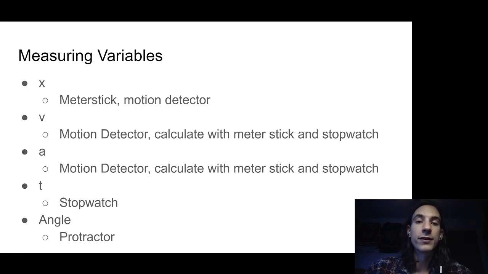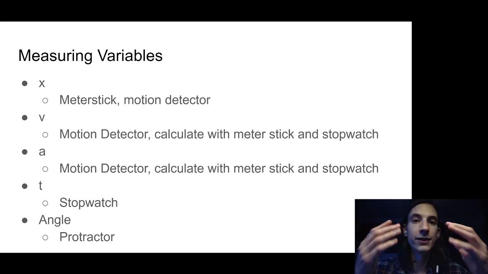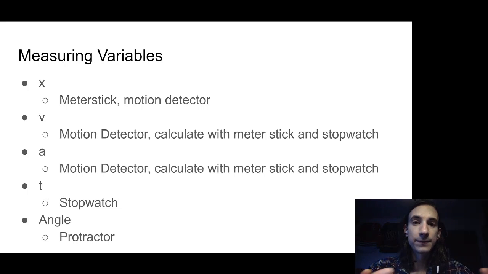For time, you can measure that directly with a stopwatch, or you can use a slow motion camera and count frames, however exact you want to be. And then for an angle, if you're doing projectiles and you want to know an angle, you can use a protractor for that. So that was just a brief review of everything that we've done with kinematics. Hopefully it was a nice refresher. I feel like we've done these a lot, so hopefully they've been fresh in your mind, and that rekindled some stuff.